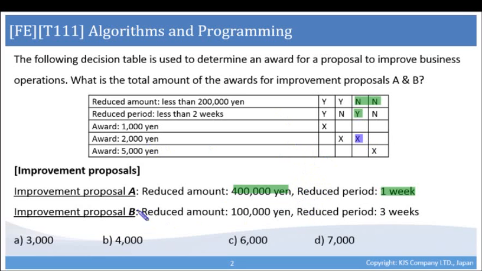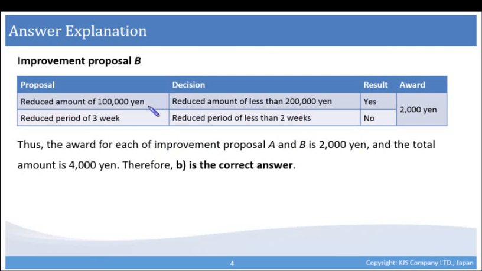So let's now go on to look at improvements to proposal B. So the reduced amount is going to be 100,000 yen and the reduced period is 3 weeks. So let's go on to the next slide to look at this again. Okay, so let's look at improvement proposal B. So the reduced amount is going to be 100,000 yen and the reduced period is 3 weeks. So let's compare these to our decision table.